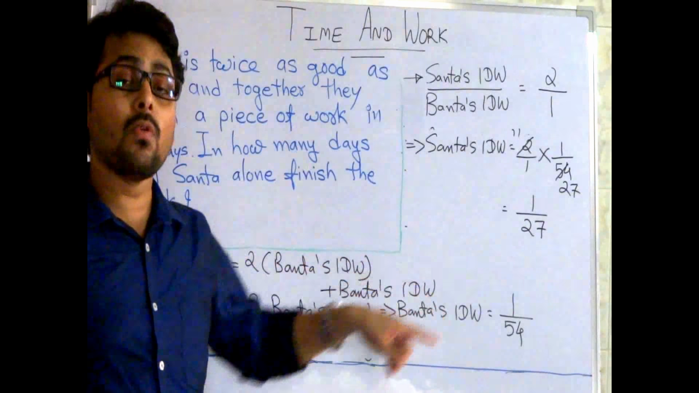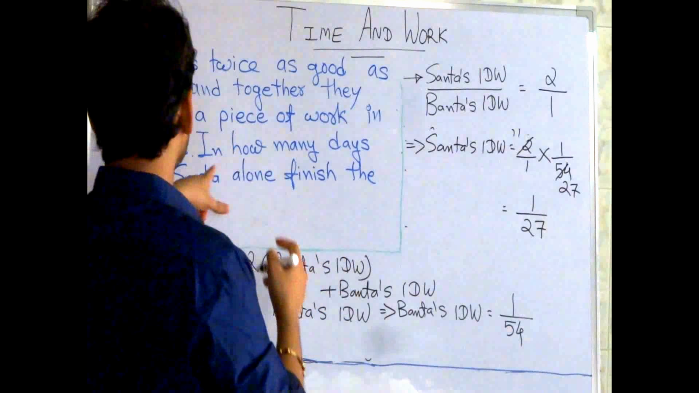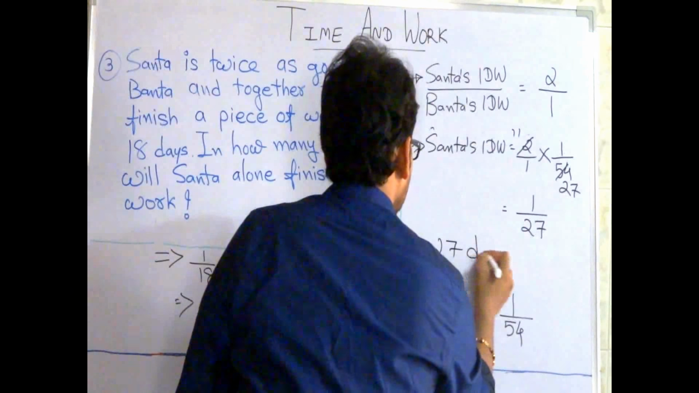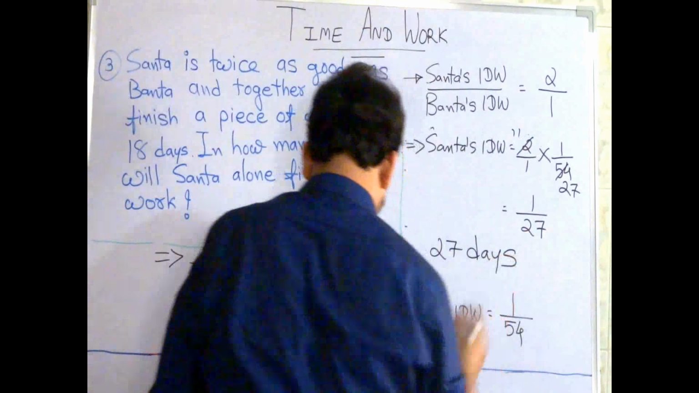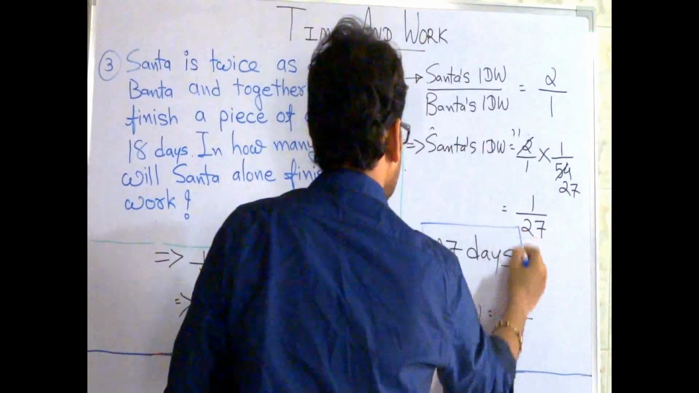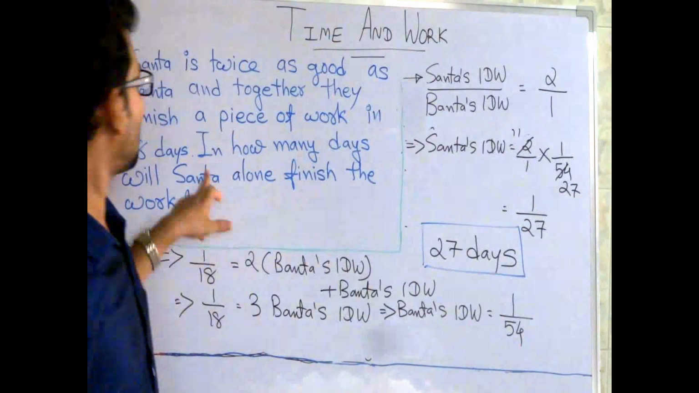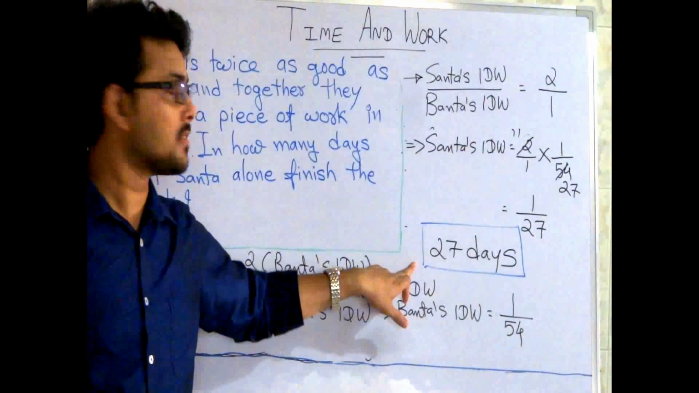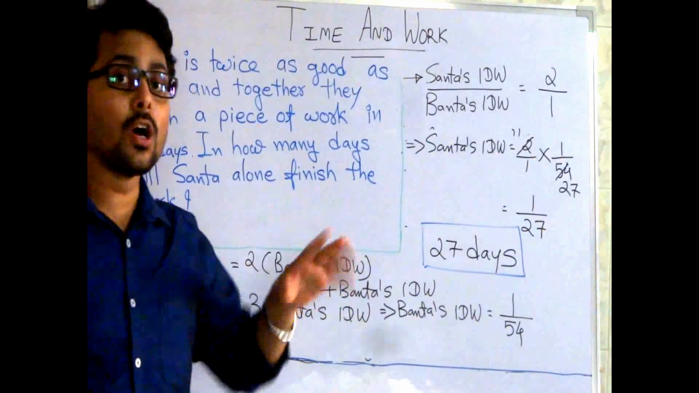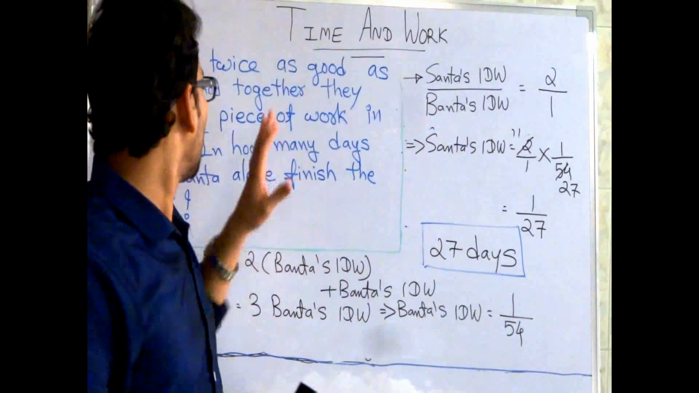This is work. We want time. So time is inversely proportional to work. So Santa will take 27 days to complete the work alone. So this is the answer. If he is working alone, he will take 27 days to complete the work.